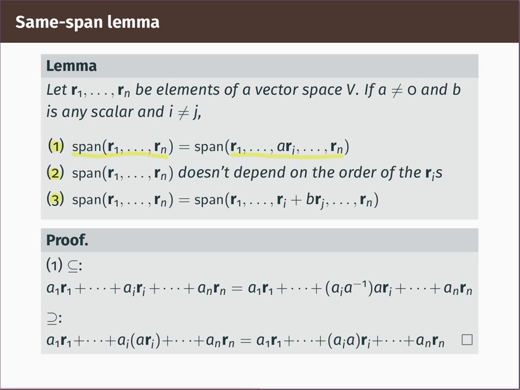Similarly, if R was the row operation which swaps 2 rows, then the rows of R of A are the same as the rows of A in a different order. So part 2 would say that doing that kind of row operation doesn't change the row space either.